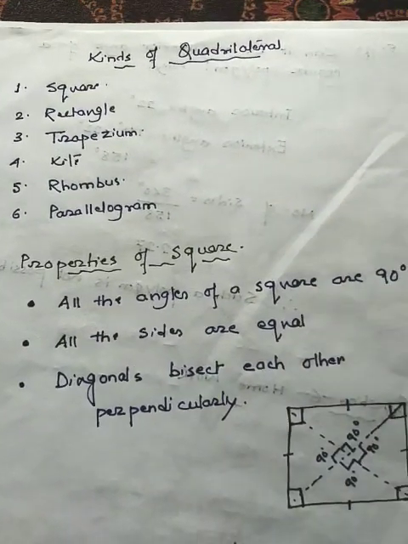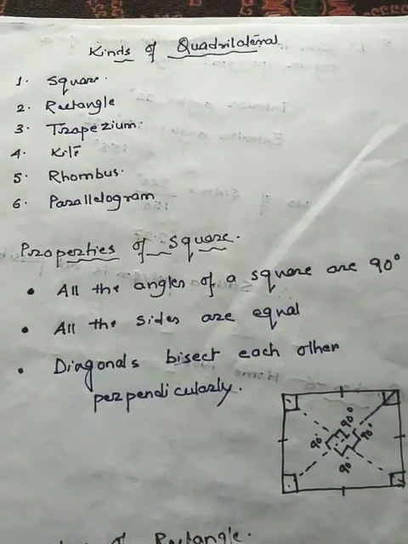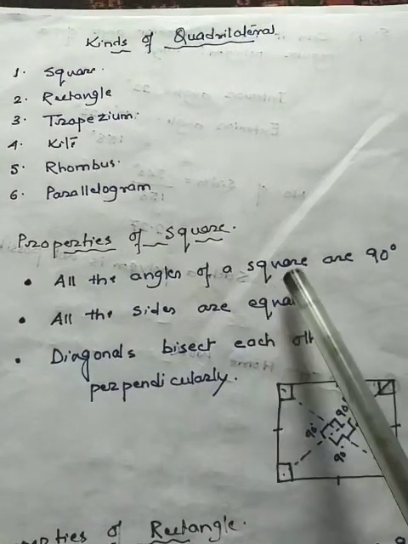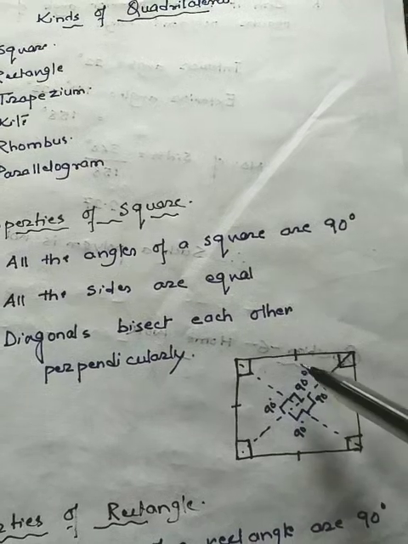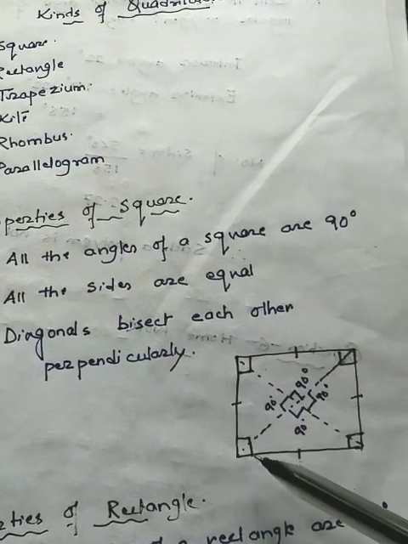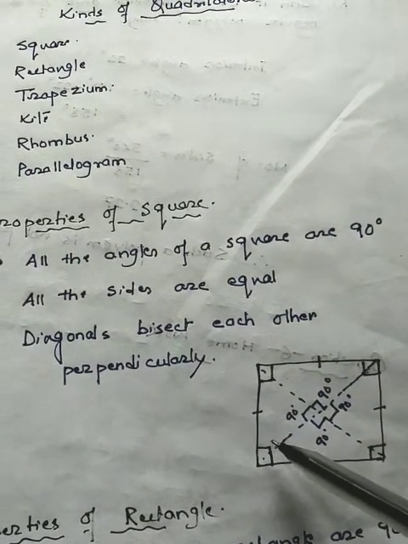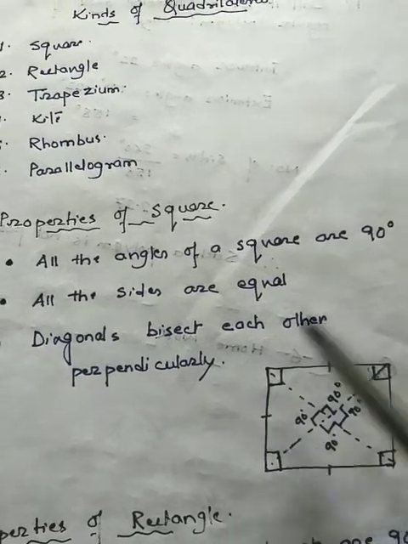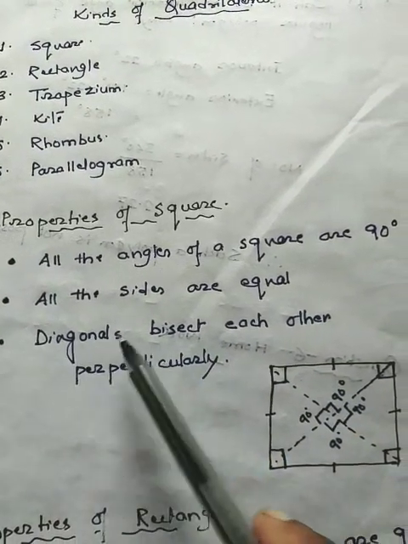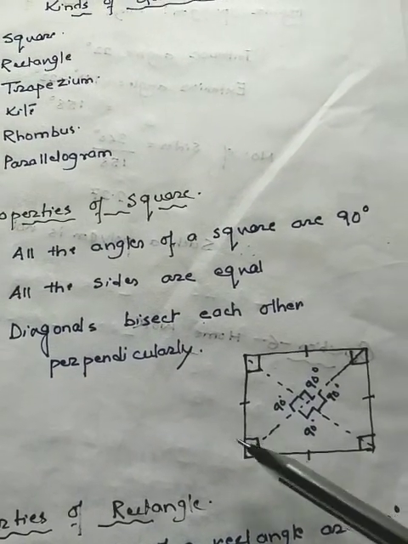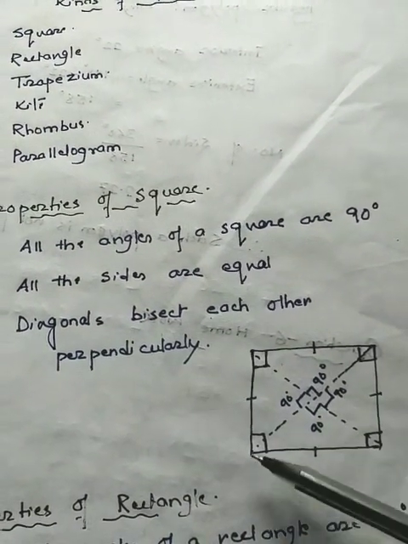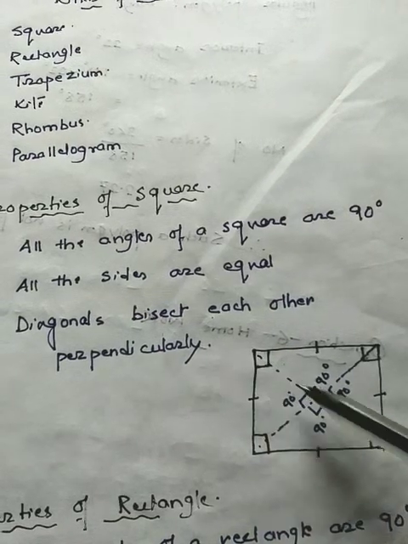What is a square? A square is a four-sided figure, because it is a quadrilateral. All the angles of a square are what? 90 degrees. If this is a square, all the sides are equal. All the angles are 90 degrees. This is the first property. And diagonals bisect each other. And one thing, diagonals are also equal. I have not mentioned this, but the diagonals are equal to each other.